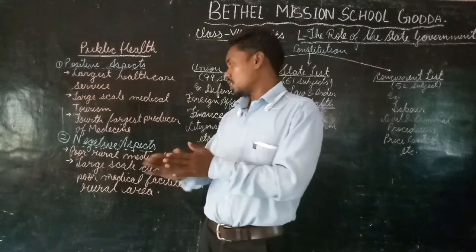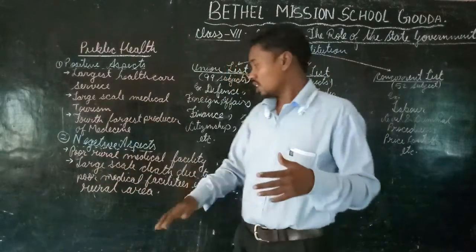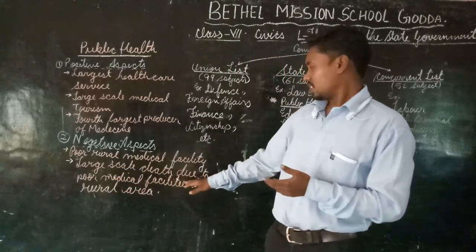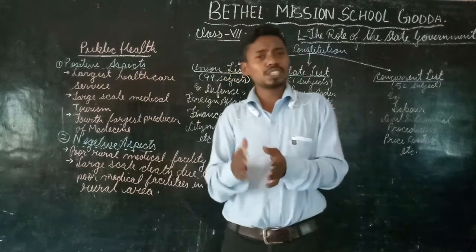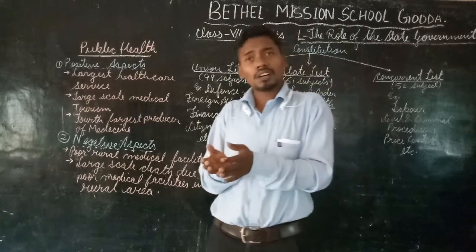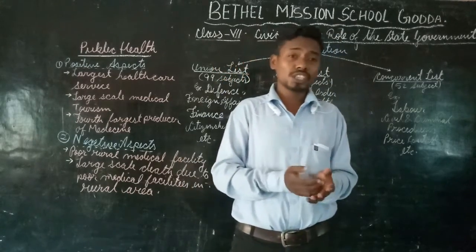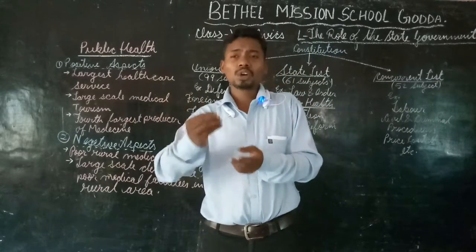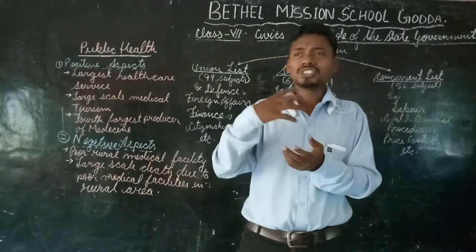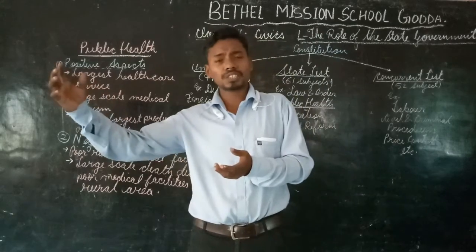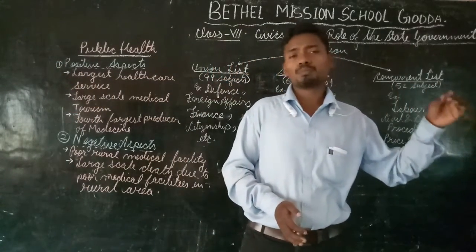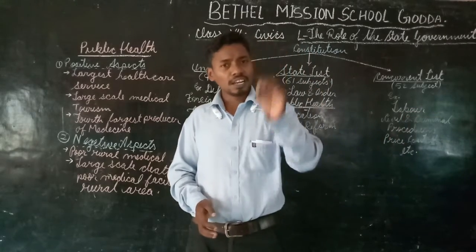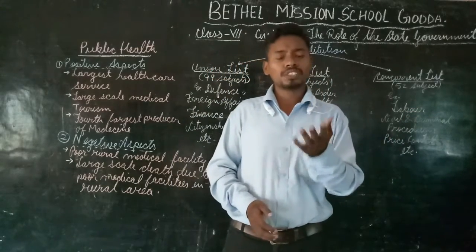Understood? That is why India has large-scale death due to poor medical facilities in rural areas. So this is the negative aspect of our medical facilities. On one side, one group of people is receiving very good medical facilities, whereas more than half of the population of India is getting very little or poor medical facilities.